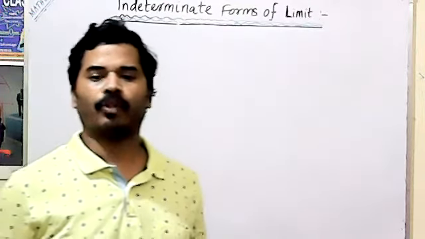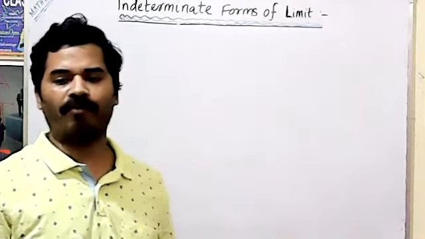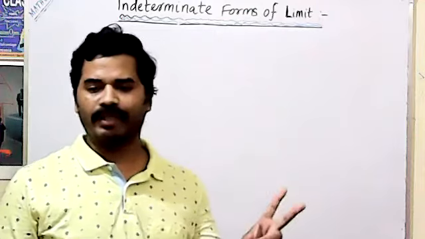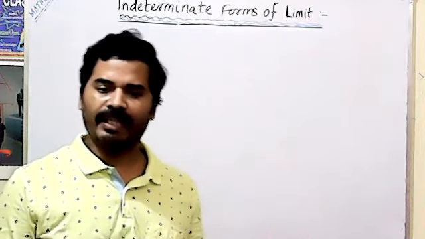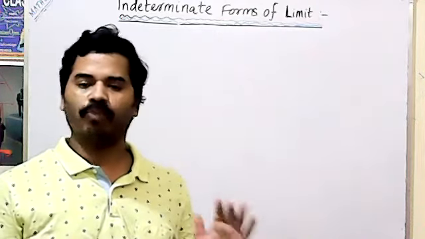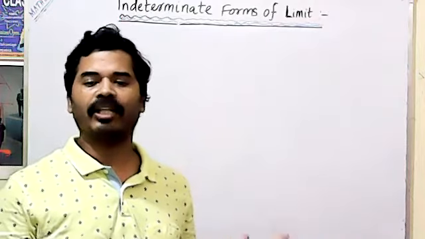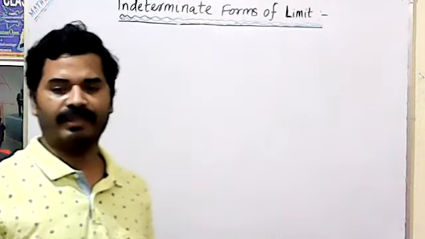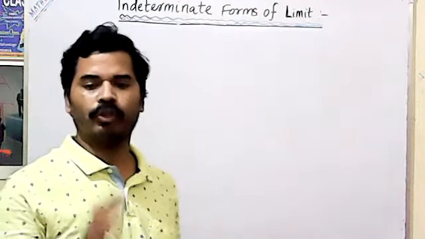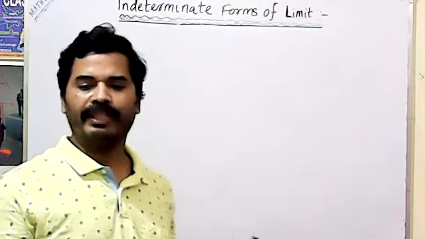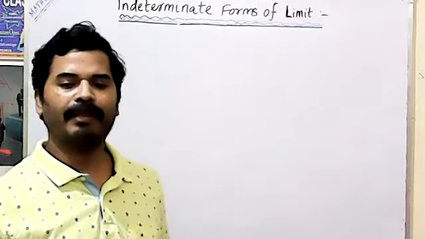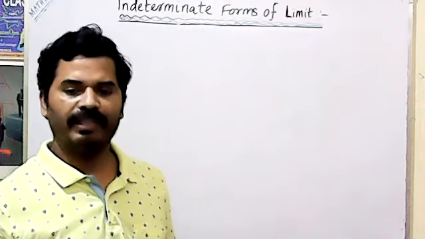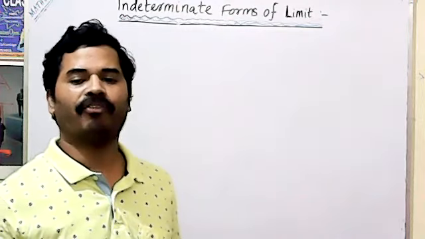Now we'll discuss the topic that is the indeterminate form of limit. Limits are mainly of two types: one is determinate, another is indeterminate form. Then what do we say is an indeterminate form of limit? Basically, if the limit is given in the form 0 to the power 0, infinity to the power 0, infinity minus infinity, then the limit is called indeterminate.